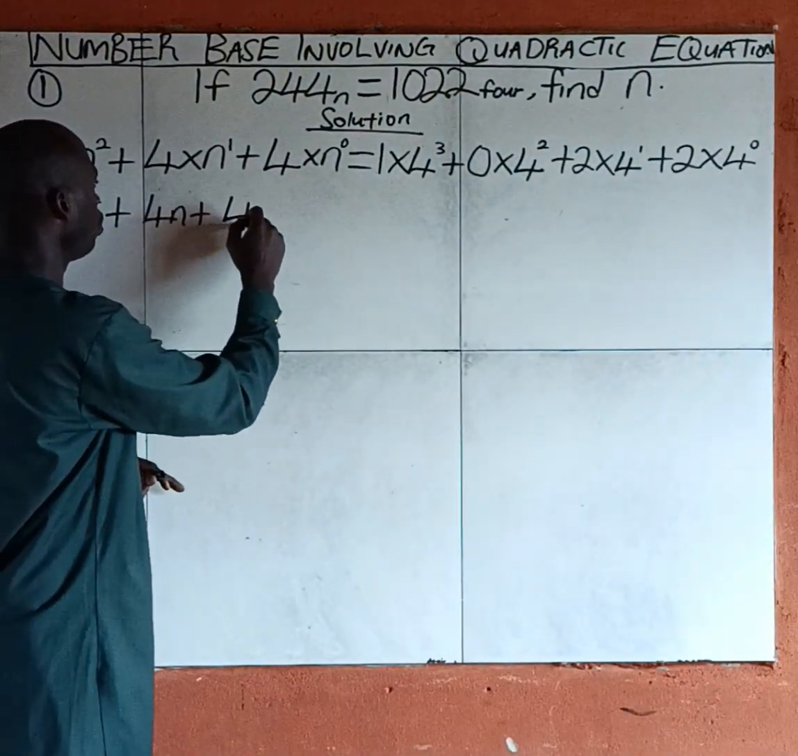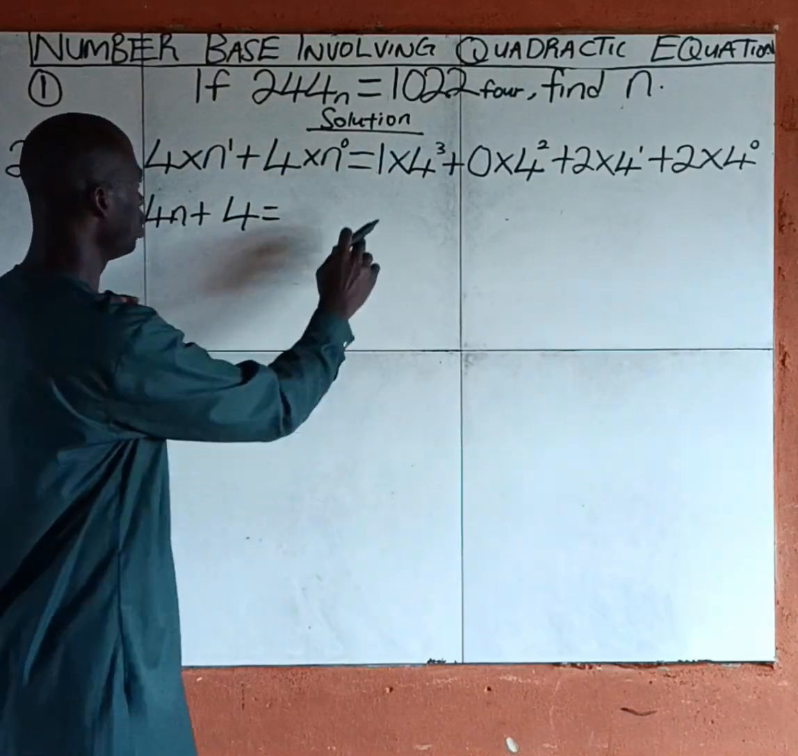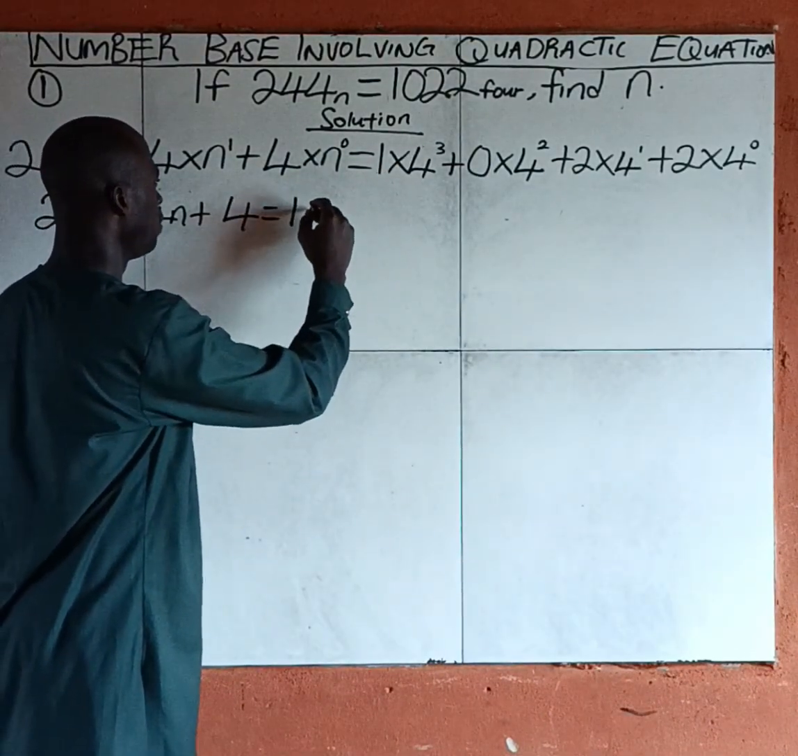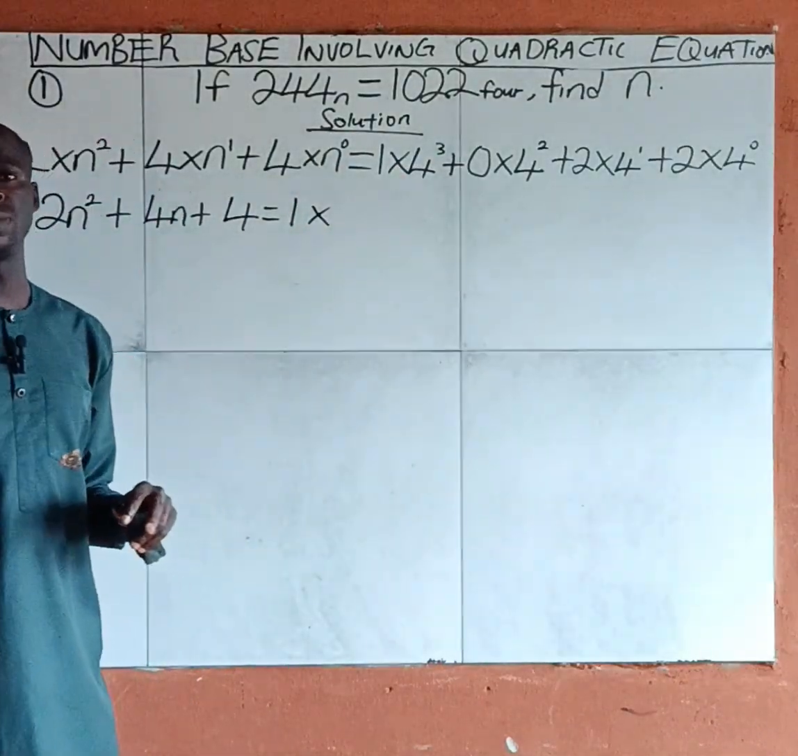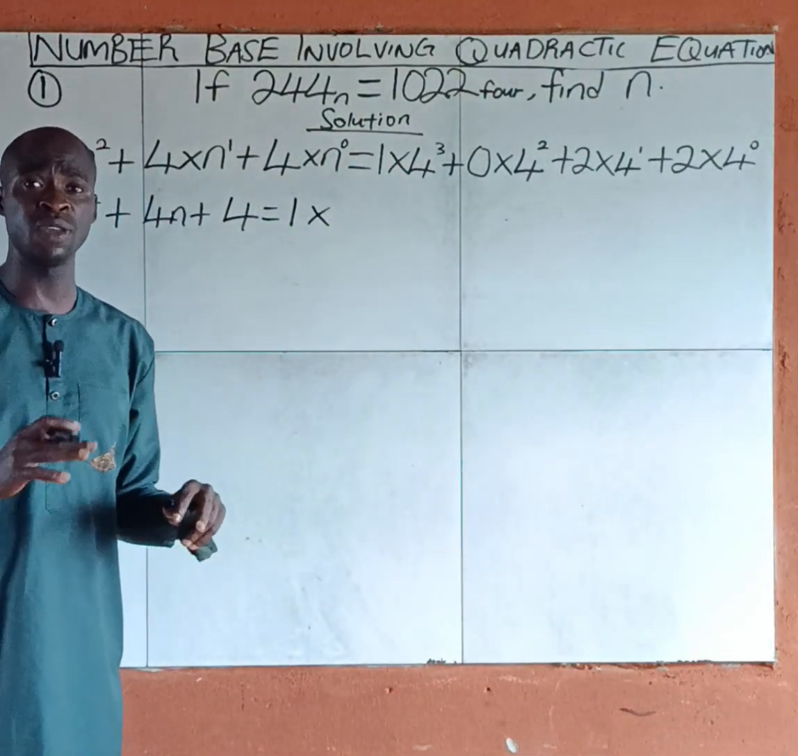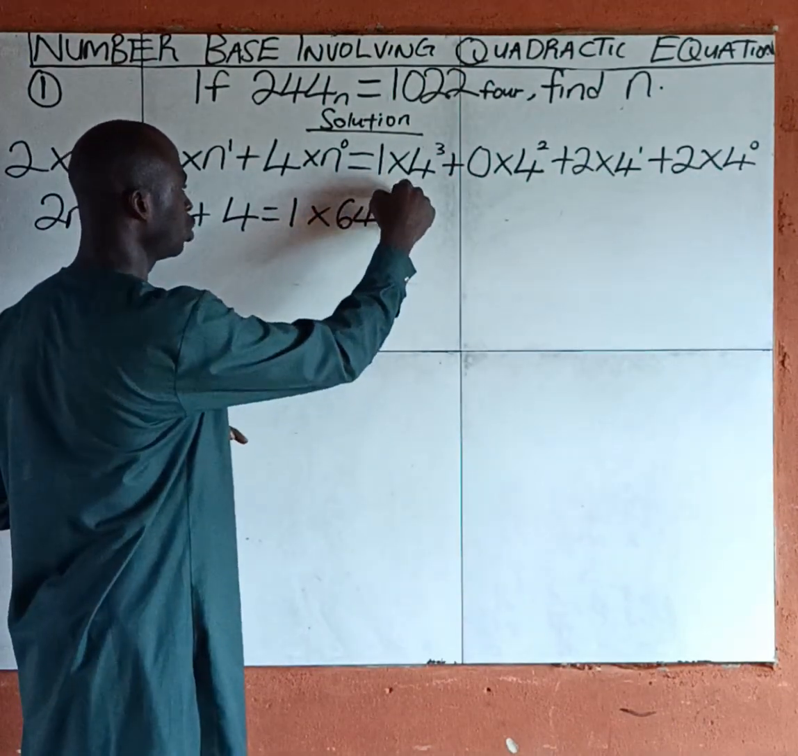It becomes 4 equal to, we are coming right here. Now this becomes 1 multiplied by, remember 4 raised to the power of 3 means 4 is going to multiply itself in 3 places. That's 4 times 4, 16. 16 times 4 will give us 64.